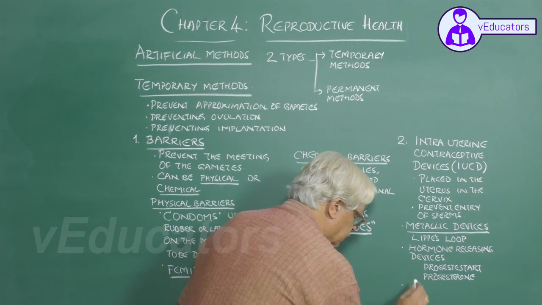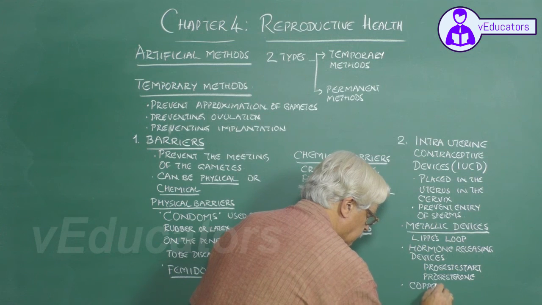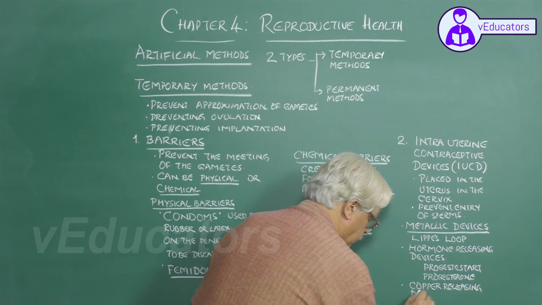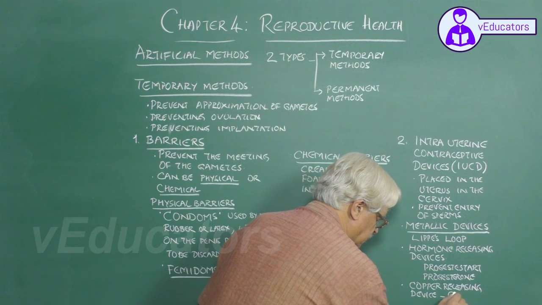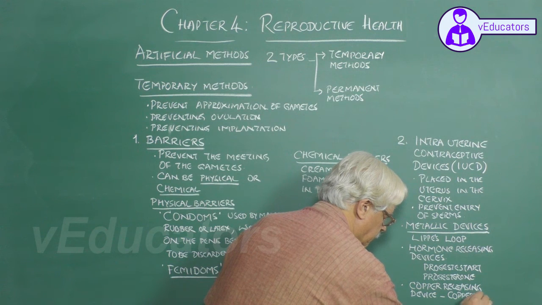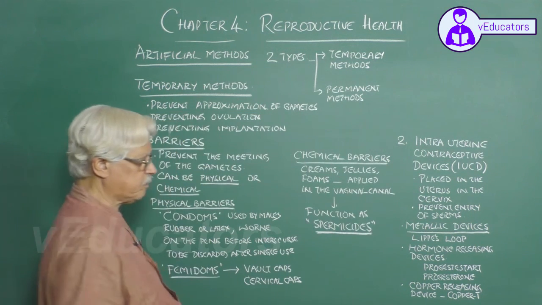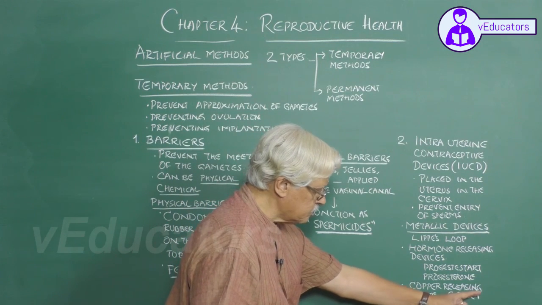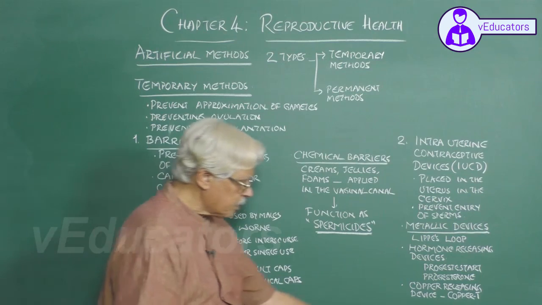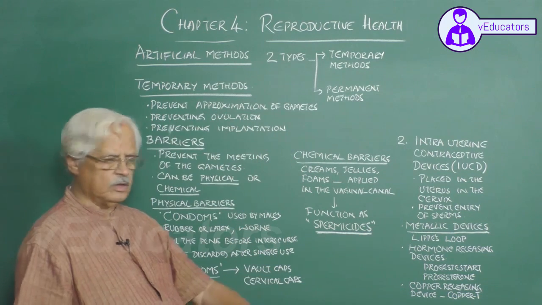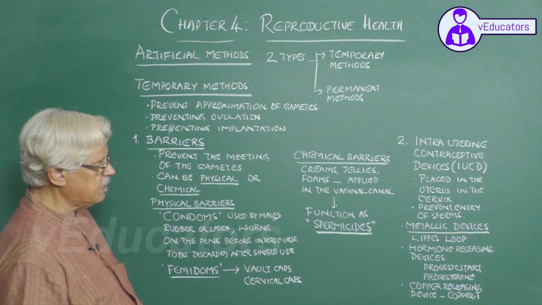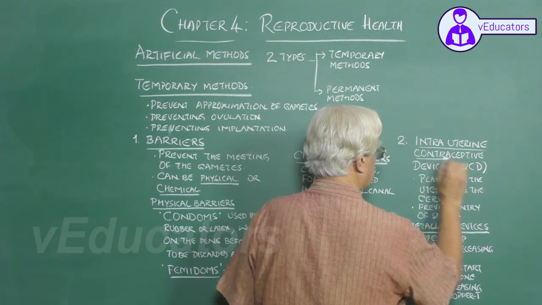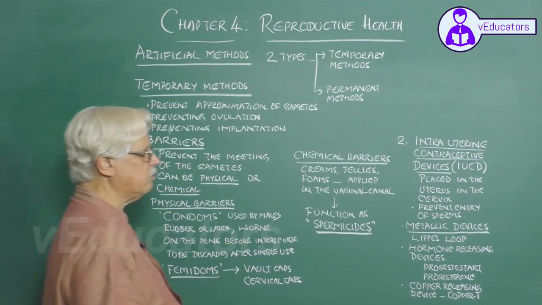Similarly, there is a copper releasing device. Copper releasing device, commonly called copper T. In this case, the two arms are placed in the fallopian tubes and the stem or the body is placed in the uterus, preventing the entry of the sperm. So such devices are called intrauterine contraceptive devices.